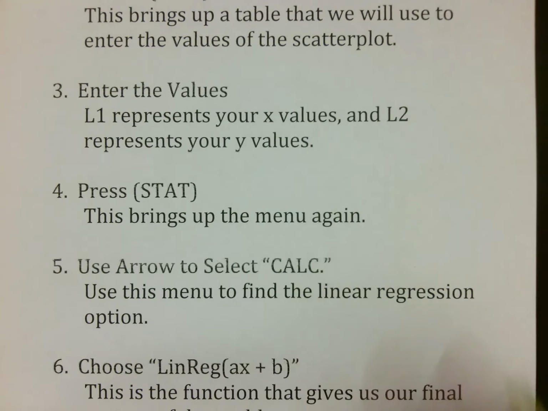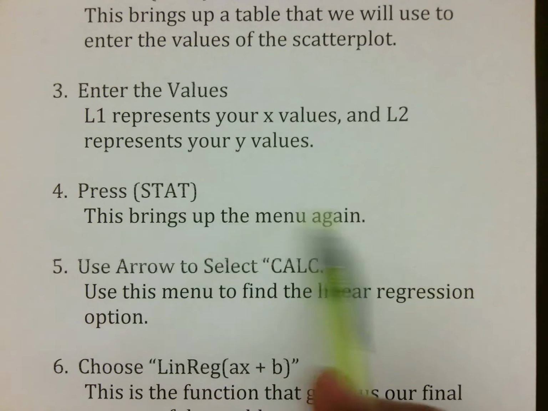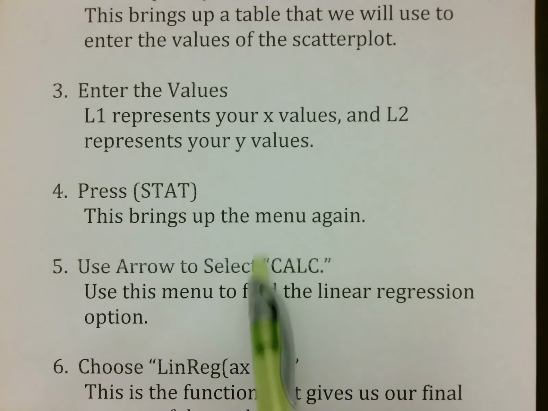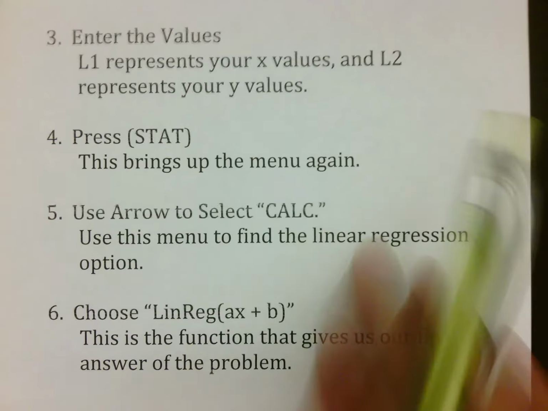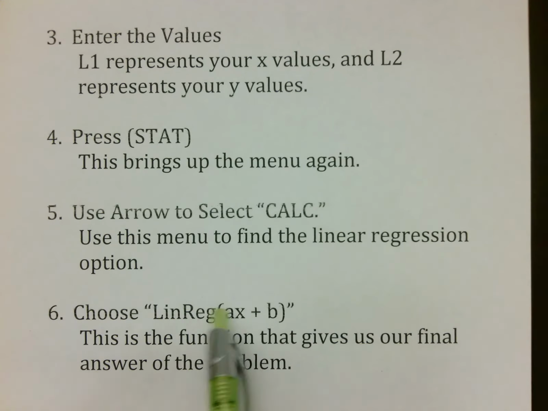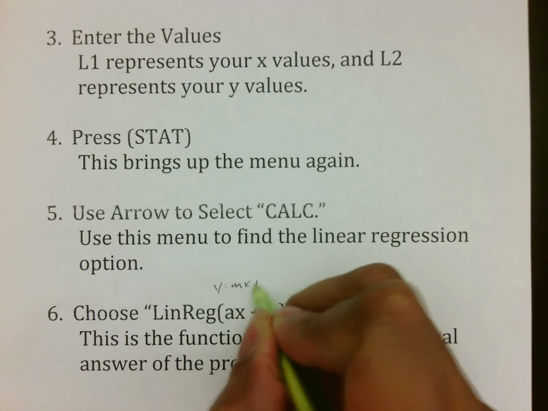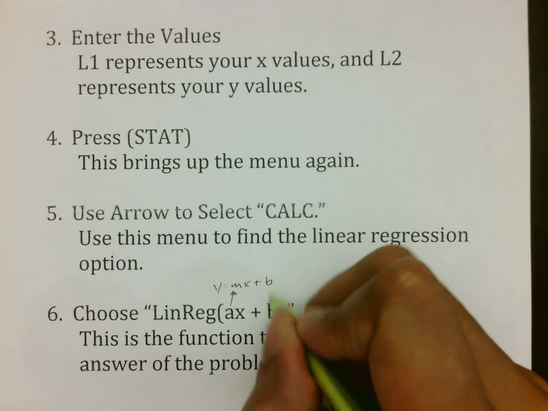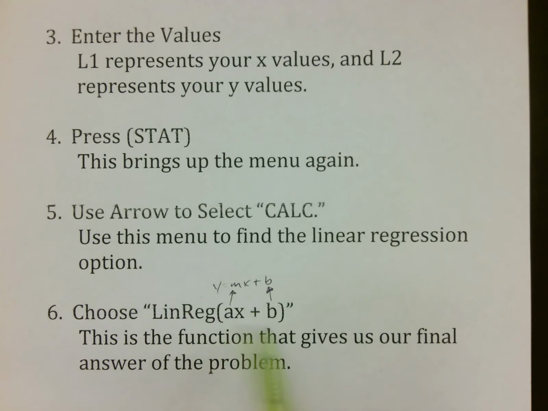Once you get your values in there, you're going to press stat again. Again, it's going to bring up a menu of things you need. You're going to see that there is an area called calc, which is for calculate. And again, that's what you're going to use for your linear regression. After you hit that button, you're going to choose linear regression ax + b. Now I want you to think about the fact that the formulas that we have look like this, and that is because a actually represents your slope, and b, whenever they give it to you, actually represents your y-intercept, and that is where you're going to get your function for your final answer of the problem.